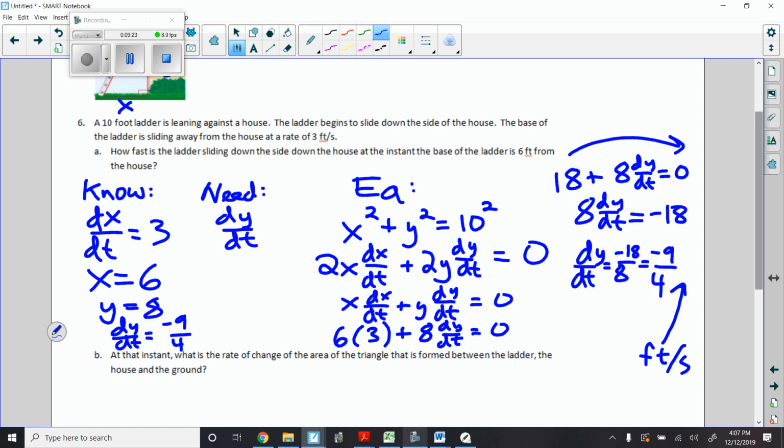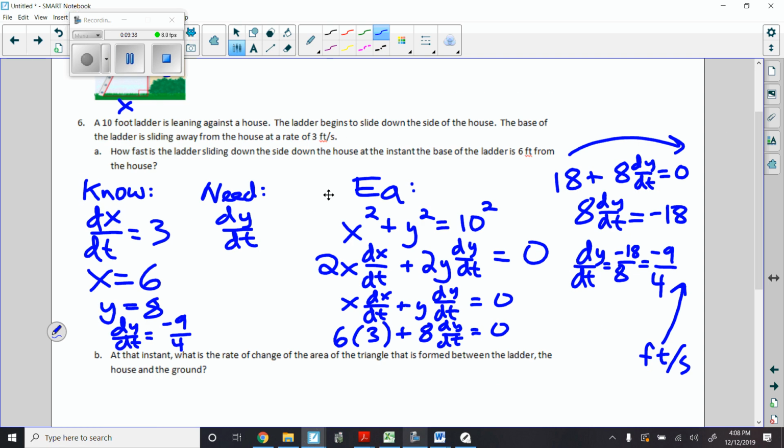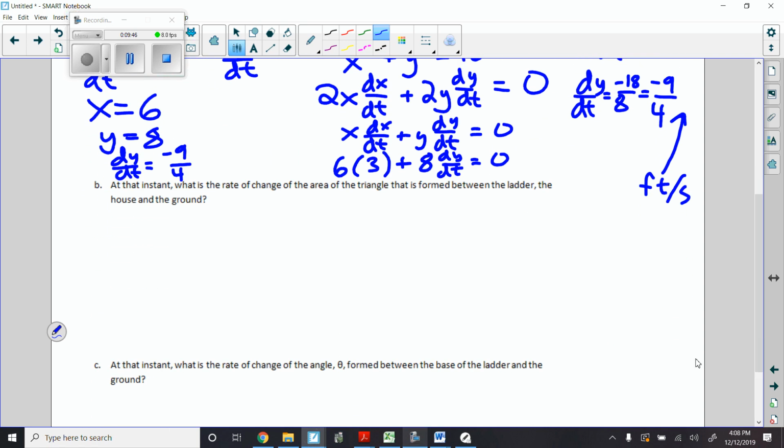Okay, B says, at that instant, what is the rate of change of the area of the triangle that's formed between the ladder, the house, and the ground? So I have to know my area of a triangle formula. I know the area of a triangle is half base times height. So here's what I'm going to do. I don't know why this thing is kind of spazzing out on me. There we go.